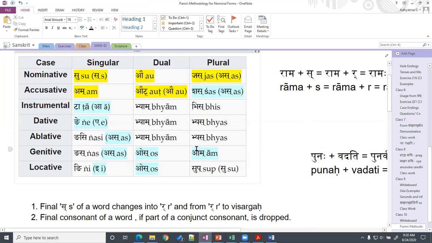1, 2, 3, 4, 5, 6, 7, 8, 9. So 9 are with the vowels and the remaining ones are the other 5. We remember the first 5 are already marked separately. Then 1, 2, 3, 4, 5, 6, 7. 7 are with the consonants.